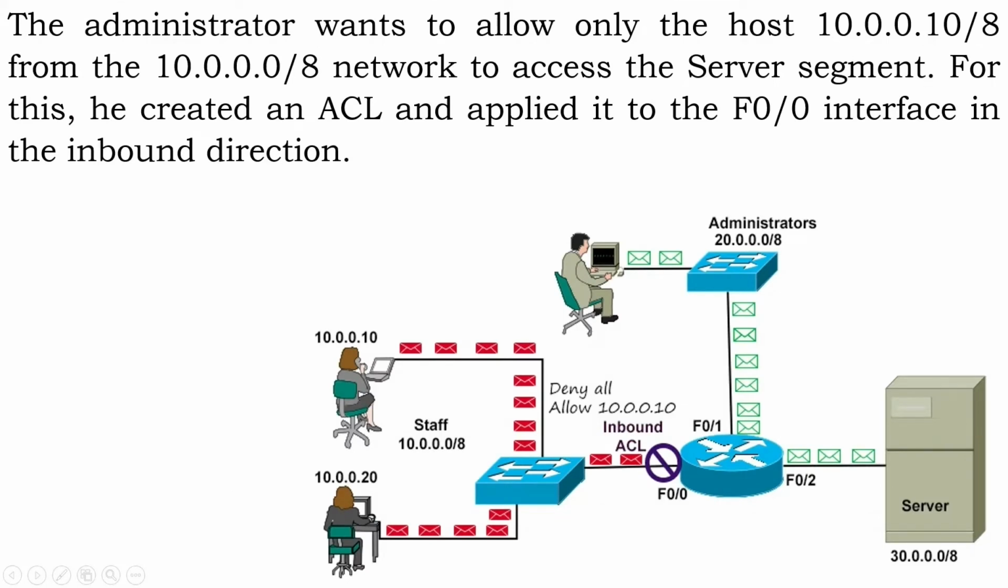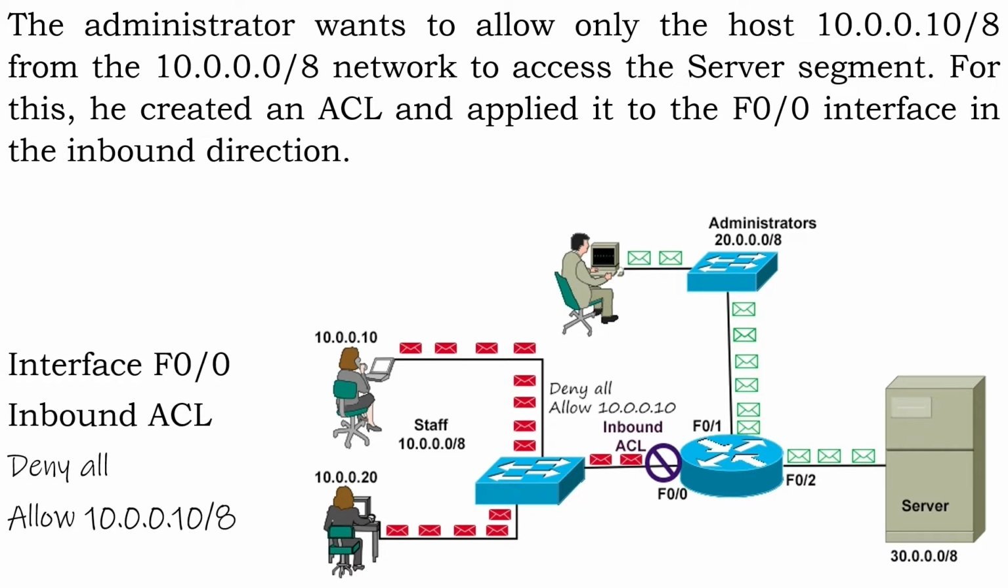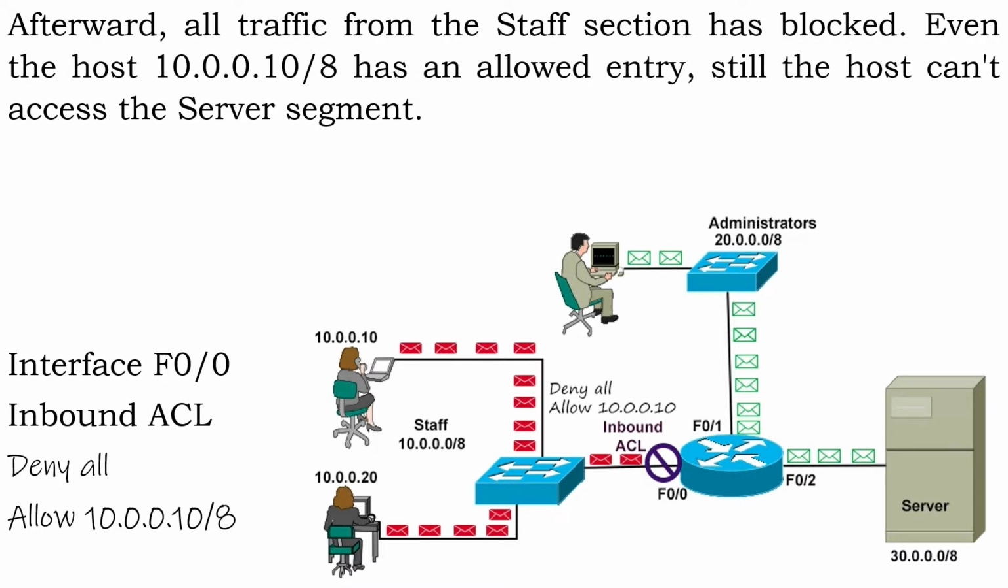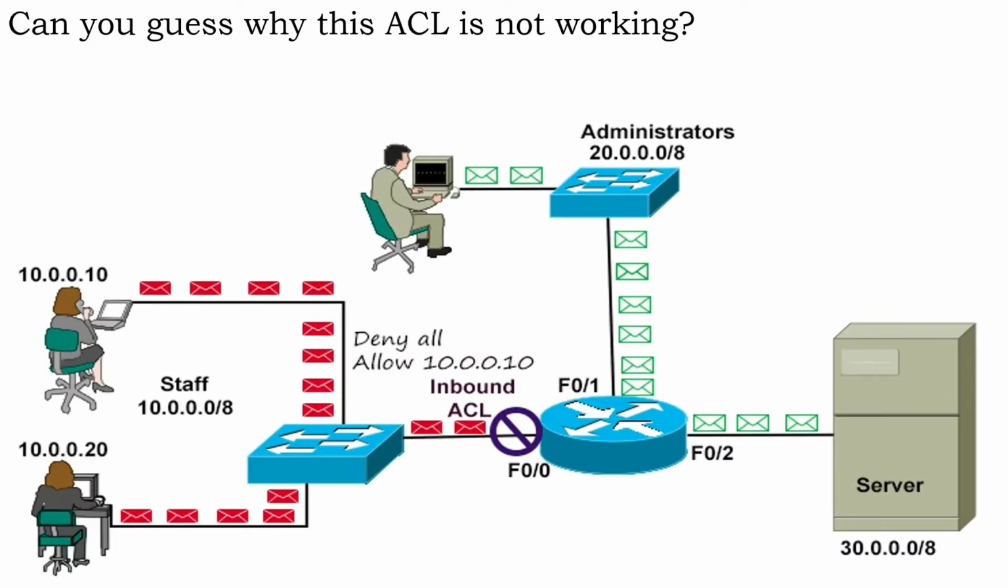The administrator wants to allow only the host 10.0.0.10/8 from the 10.0.0.0/8 network to access the server segment. For this, he created an ACL and applied it to the F0/0 interface in the inbound direction. Afterward, all traffic from the staff section has blocked. Even the host 10.0.0.10/8 has an allowed entry, still the host can't access the server segment. Can you guess why this ACL is not working?